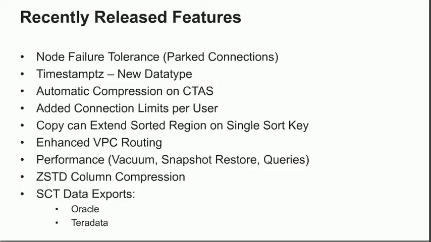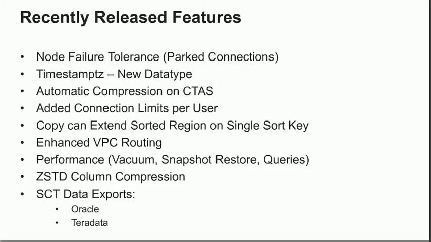The next is a security feature called Enhanced VPC Routing. What this does is it forces Redshift to route data through your VPC when connecting to S3, and this allows you to place VPC endpoint policies onto the connection so you can restrict which buckets and stuff that Redshift can access.